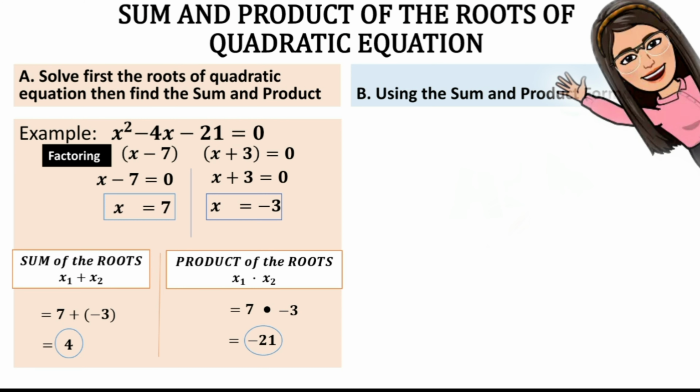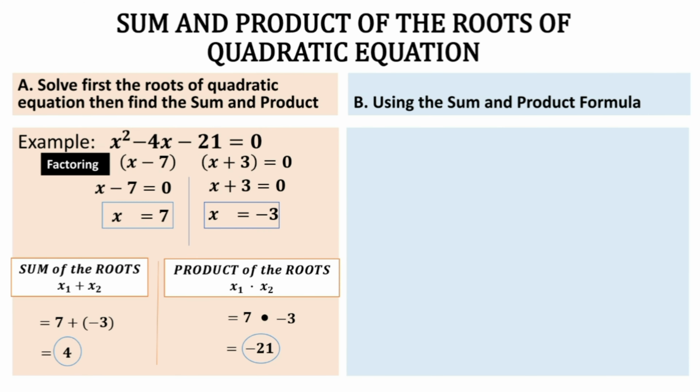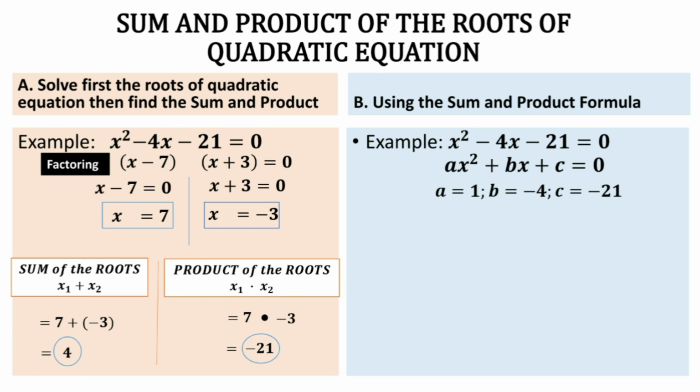Here's the other way to find the sum and product, and that is by using the sum and product formula. Let's use the same equation. For this method, this is what you are going to do. First, make sure that the given equation is in a standard form of quadratic equation. It should be in a form of ax squared plus bx plus c equals 0. As you can see in this example, it is already written in a standard form. So, what we will do next is identify the value of a, b, and c in the given equation.